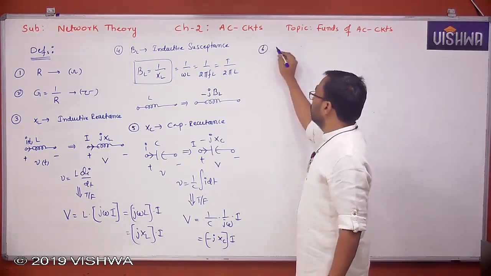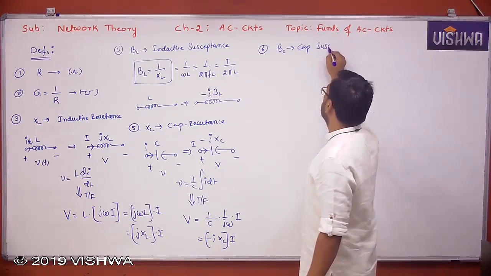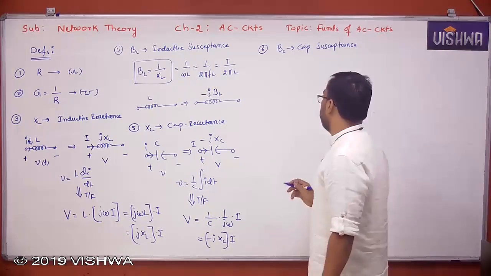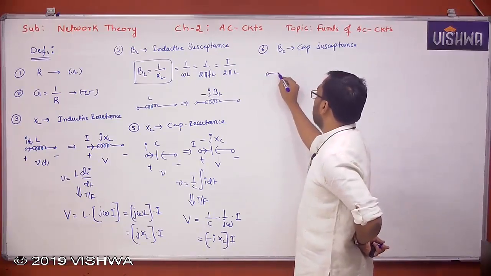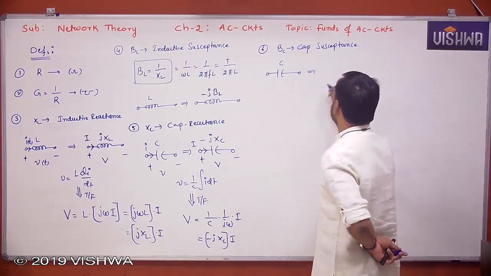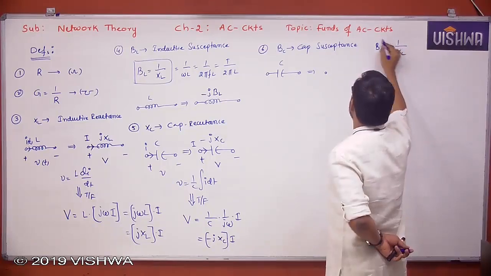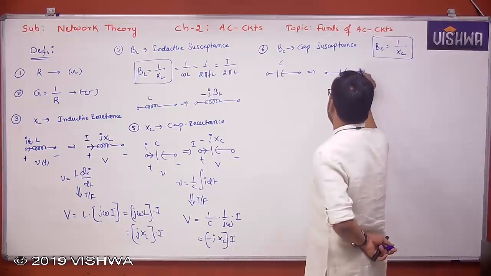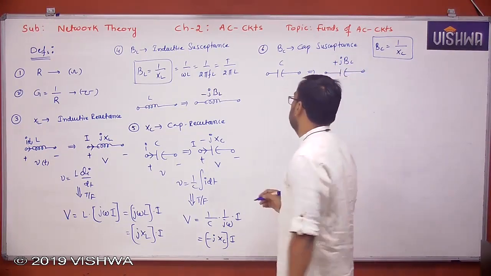Sixth one, BC, capacitive susceptance. What is capacitive susceptance? In capacitive susceptance, again, this is C in time domain, 1 by minus JXC, reciprocal, yes or no? So BC is actually 1 by XC. So the reciprocal of capacitive reactance is nothing but capacitive susceptance. Therefore you get plus JBC. Understand all of you, okay?